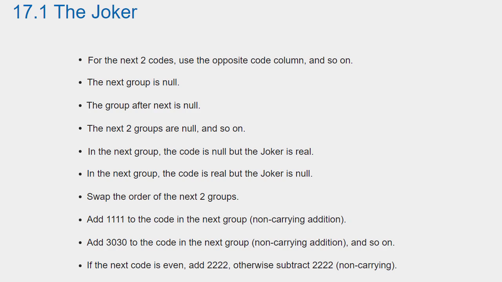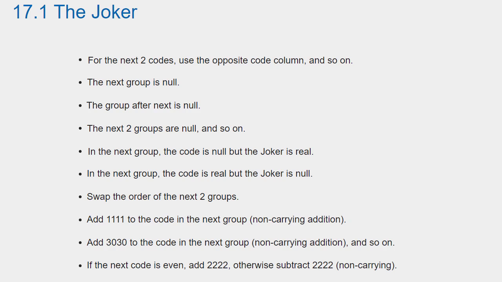The next group is null. The group after next is null. The next two groups are null, and so on. In the next group, the code is null, but the joker is real. In the next group, the code is real, but the joker is null. Swap the order of the next two groups.